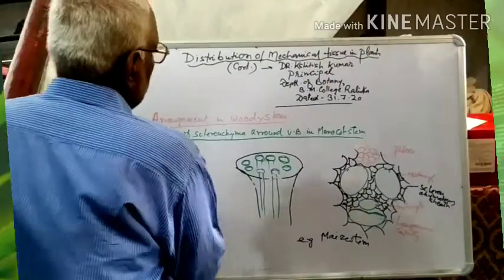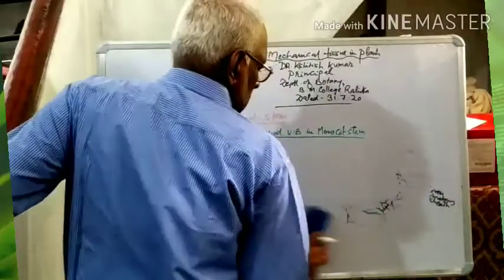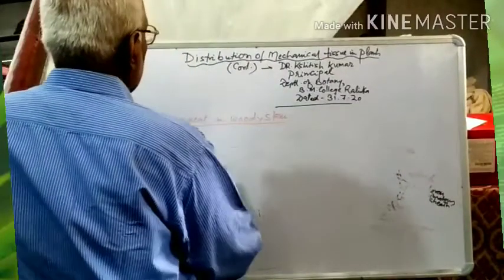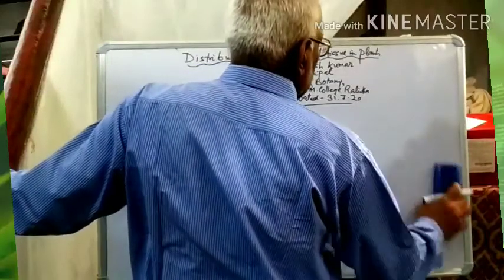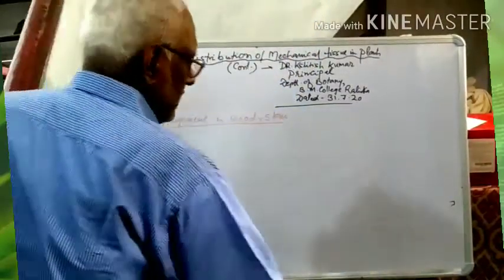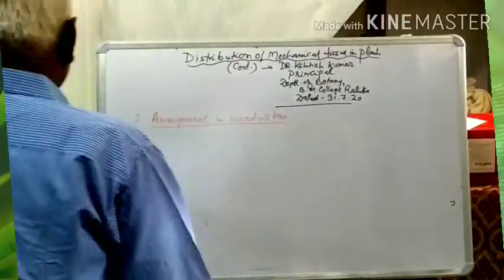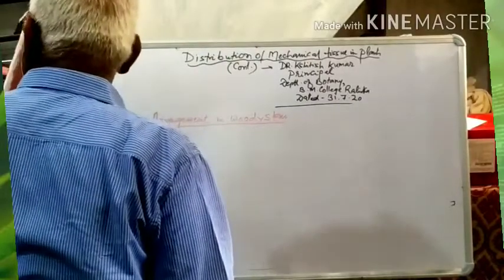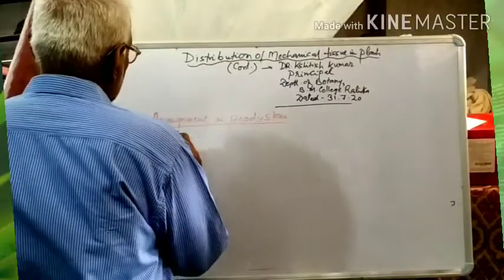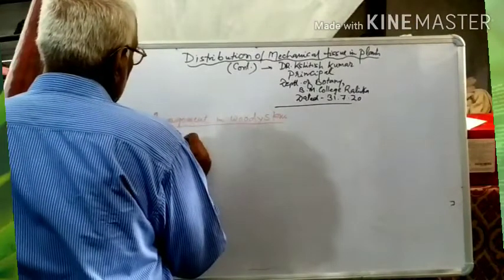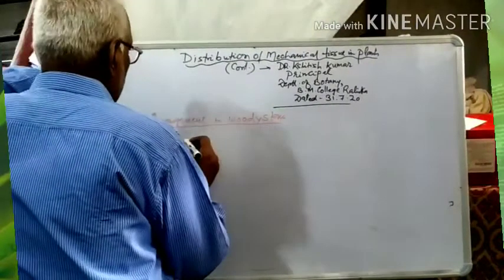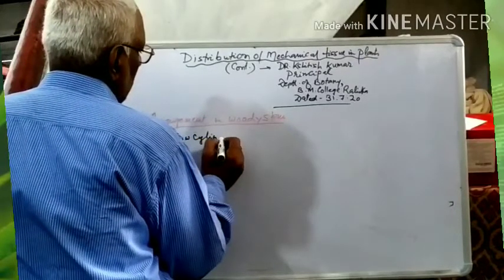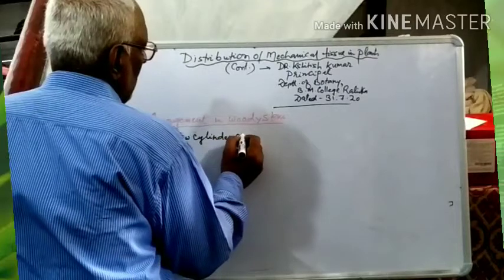And now we switch over to the new topic, that is the new heading, under the arrangement of mechanical tissue in woody stem. Here the D, the fourth, is the hollow cylinder of mechanical tissue.